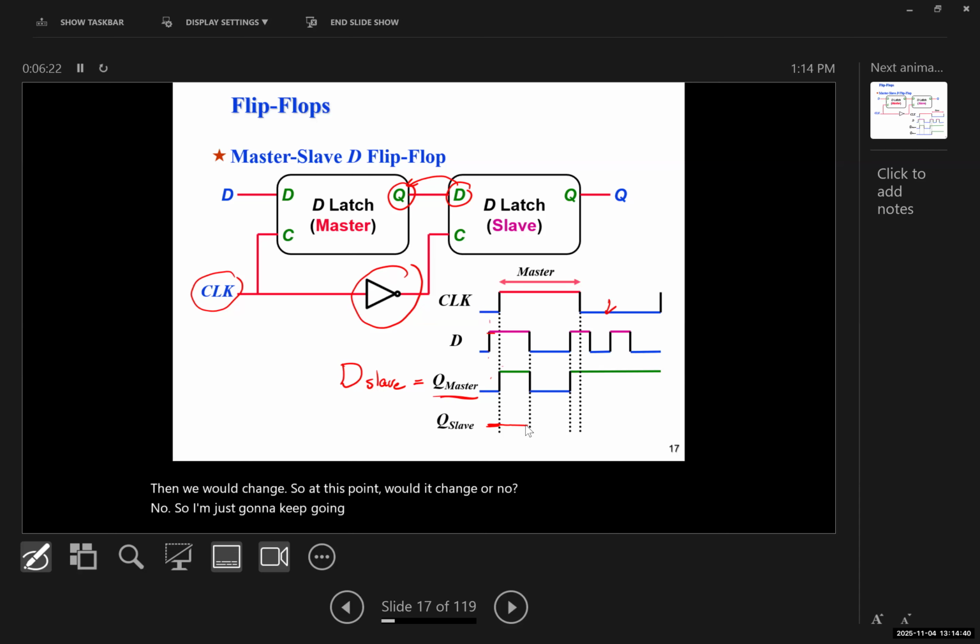Until when should I keep going? So until clock goes to what? 0. Now at this point, what is my input? Is it 1 or 0? The Q. And my clock is 1, so I'm going to go to what? 1. So at this point, and again at this part, because still C is not activated. So you can see what happened again.